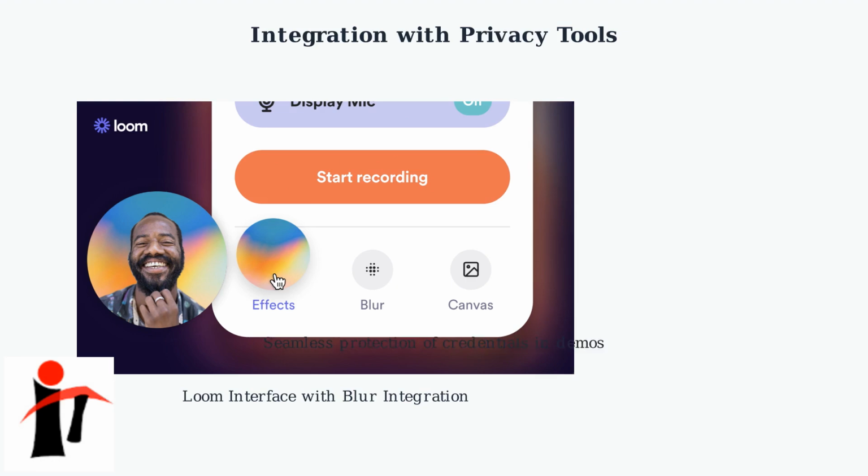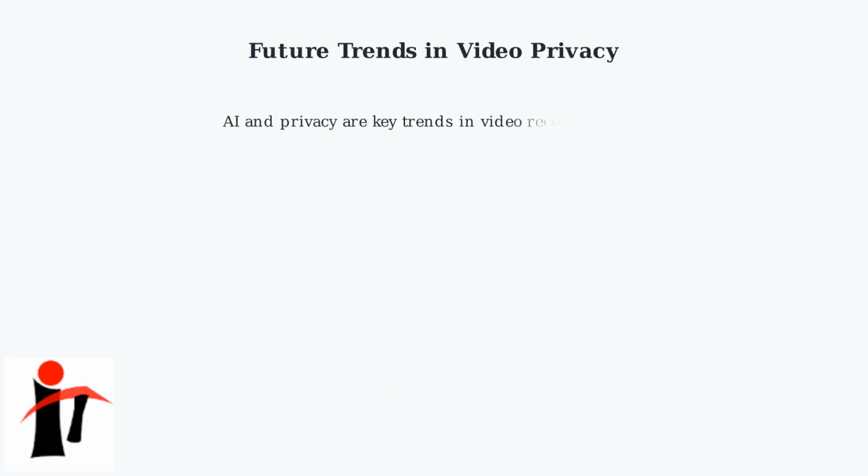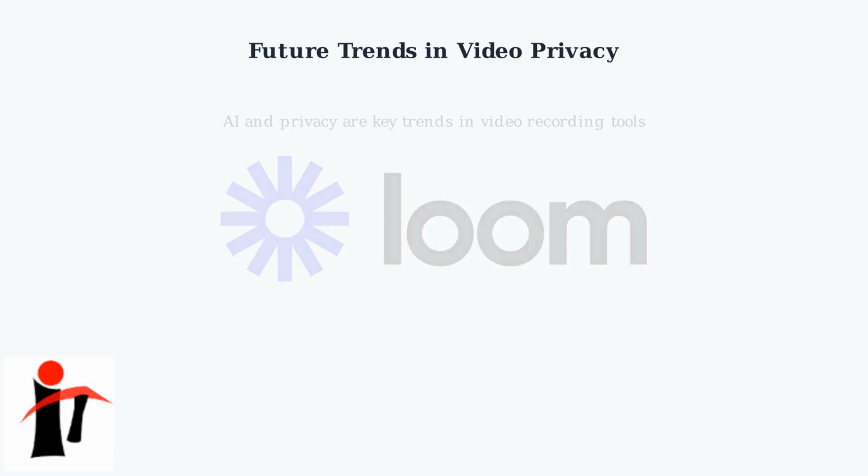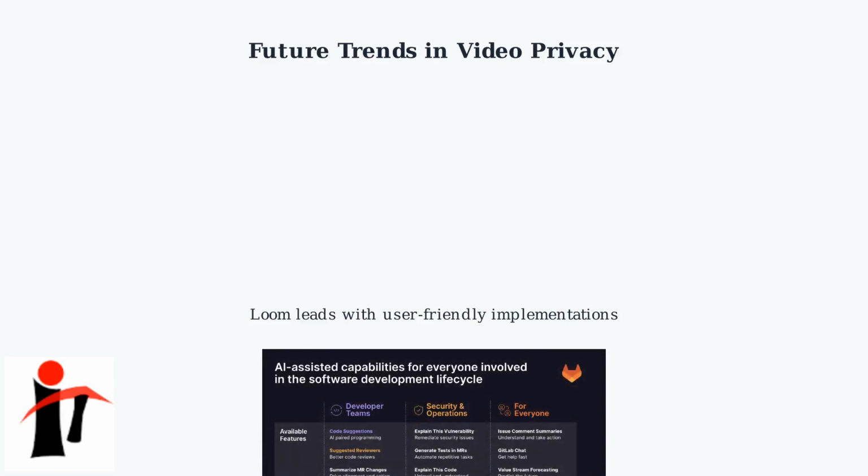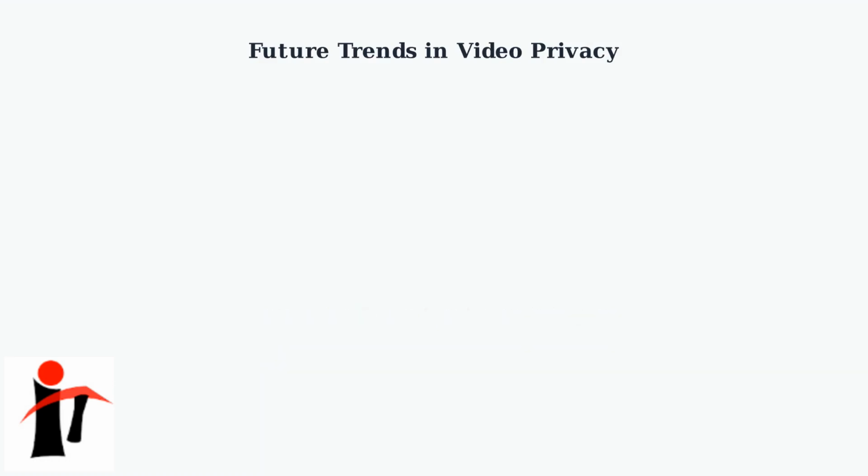By combining with existing privacy tools, Loom offers a more comprehensive solution for protecting sensitive data in all your video recordings. The trend in video recording tools emphasizes AI and privacy, with Loom leading in user-friendly implementations. Expect to see more AI-assisted privacy features and AR/VR integrations where blurring adapts to 3D spaces. Predictive blurring based on user behavior patterns may also emerge, potentially reducing privacy errors significantly. These advancements will continue to enhance privacy and security for video communication.